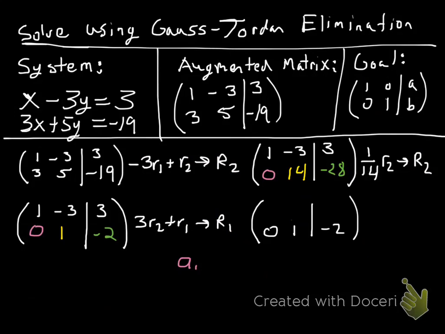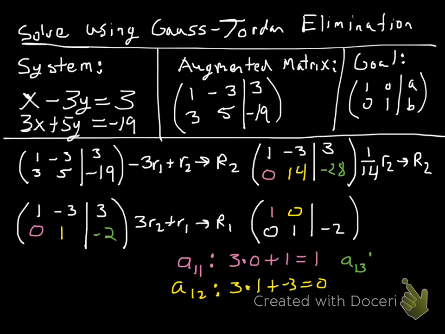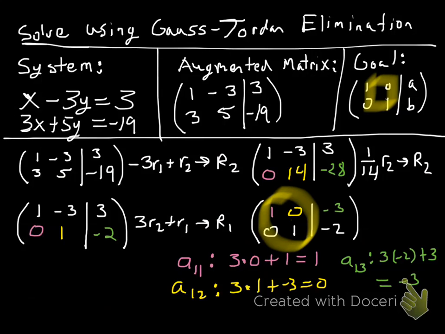Okay, so we'll do each entry at the top. So 3 times 0 plus 1 is 1. 3 times 1 plus the existing -3 will give me 0. And then the last one, 3 times -2 plus 3 will give me -3. Okay? Now I got what I want. I got 1, 0, 1, 0. So this is now the identity matrix for 2 by 2s, and that's what I wanted. And now I can easily read off what my answer is going to be.